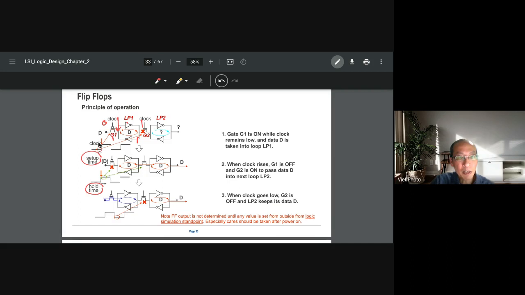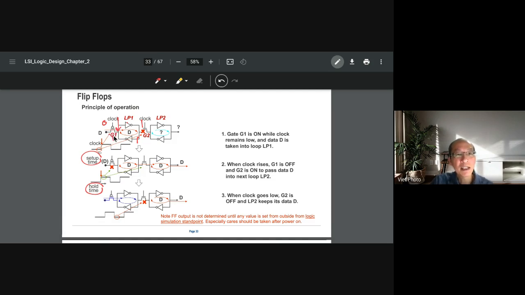What happens if the data here changes at the same time as the clock? This one is turning on, it goes up like that. This one also goes up. So that means in the meantime, this gate, this transistor will turn on, but it doesn't know which value to pass from here to here.